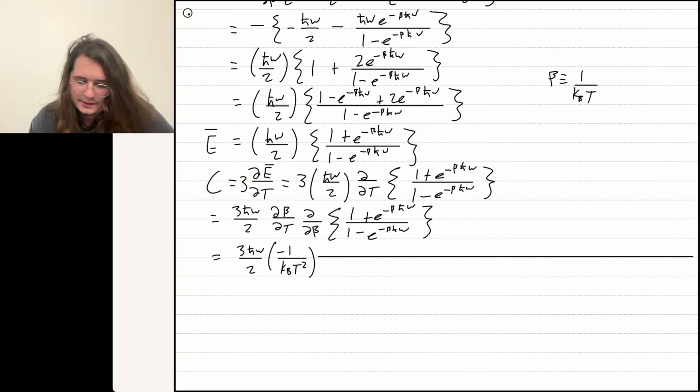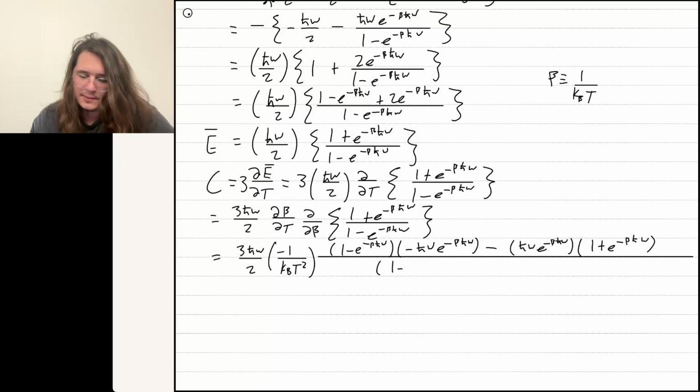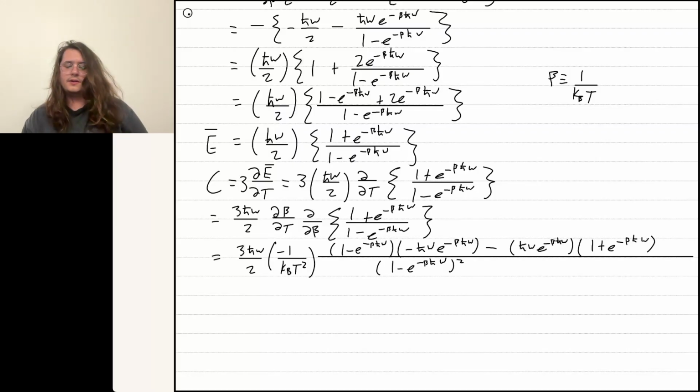But it's low d high, so 1 minus e to the minus beta h bar omega times the derivative of the stuff up top, so minus h bar omega e to the minus beta h bar omega, minus the derivative of the stuff on the bottom, which was just h bar omega e to the minus beta h bar omega, times the stuff up top, so 1 plus e to the minus beta h bar omega, all divided by 1 minus e to the minus beta h bar omega squared. That's pretty funky.